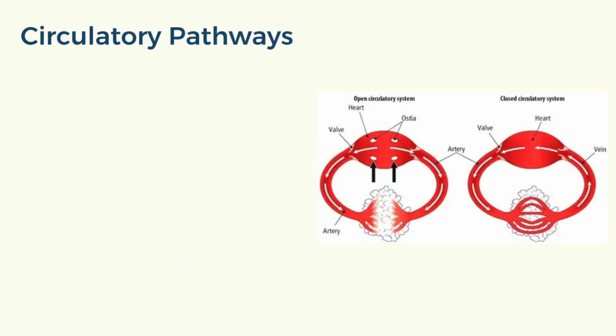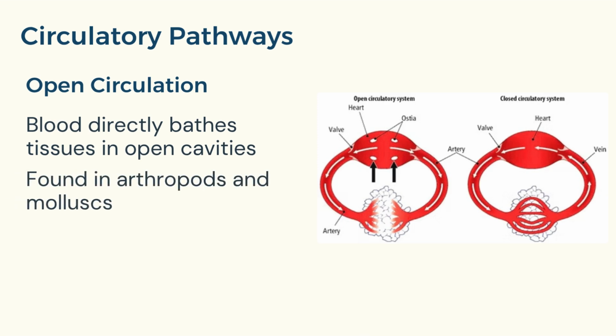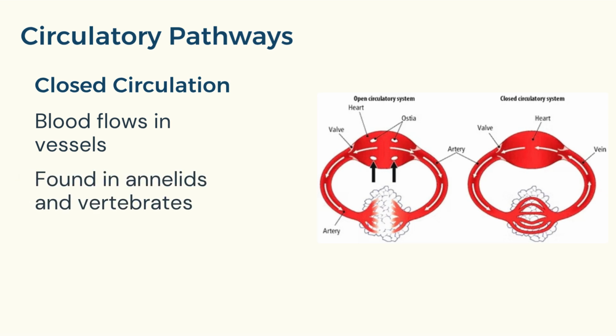Let's move to circulatory pathways. There are two major types. Open circulation, where blood directly bathes tissues in open cavities, found in arthropods and mollusks. And closed circulation, where blood flows in vessels, found in annelids and vertebrates. Closed circulation is more efficient and controlled.